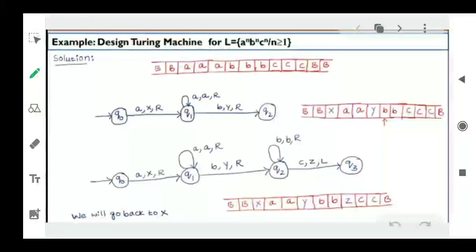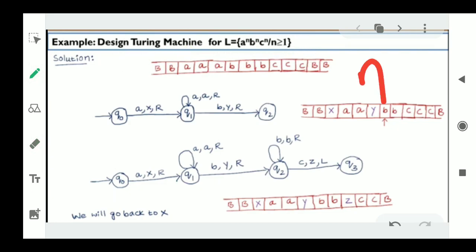In this video lecture, we are going to discuss an example related to Turing machine. In the previous video lecture, we have seen an example problem regarding Turing machine for the language L equal to a power n, b power n. But here the language is a power n, b power n, c power n, where n value is greater than or equal to 1. We will see now how we are going to solve this problem and how we will construct a Turing machine for this.